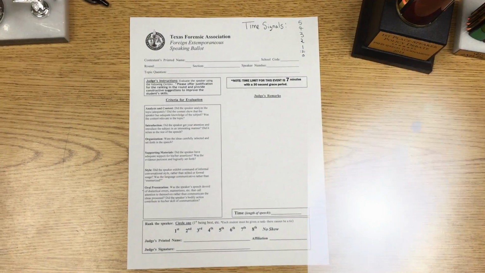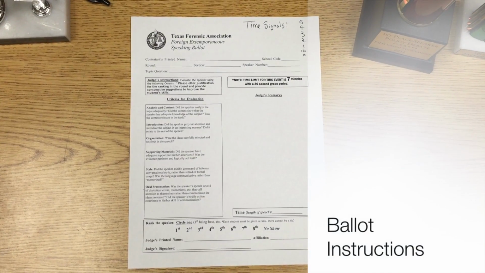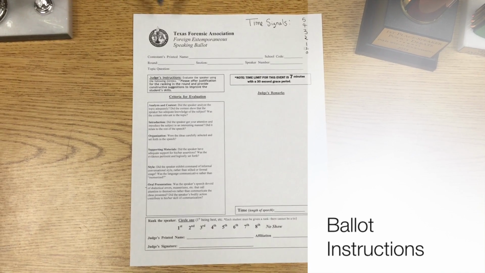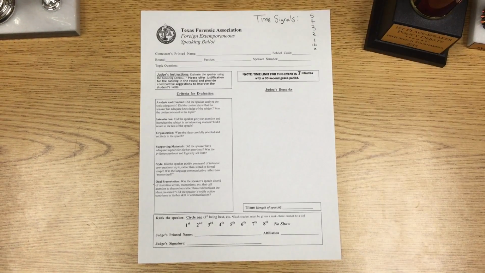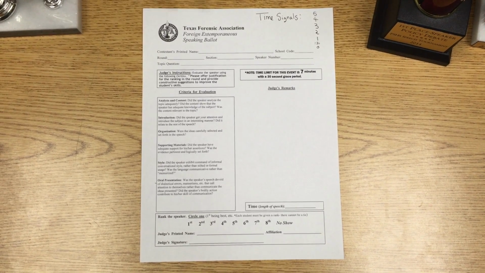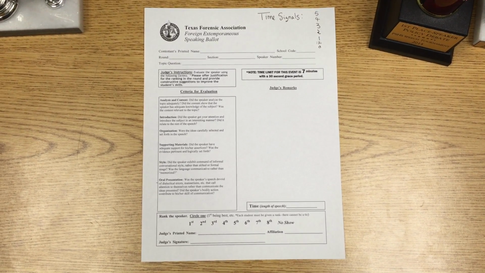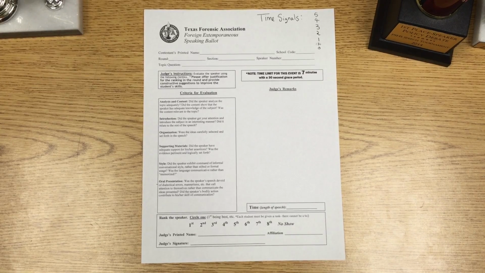So here's what a typical extemporaneous speaking ballot is going to look like. If you're in foreign extemp, then it's going to read foreign, and if you're in domestic, it will say domestic. Besides that, the two ballots are exactly the same. The first thing that you should do as a judge when you walk into the room is find a good and comfortable location to sit.